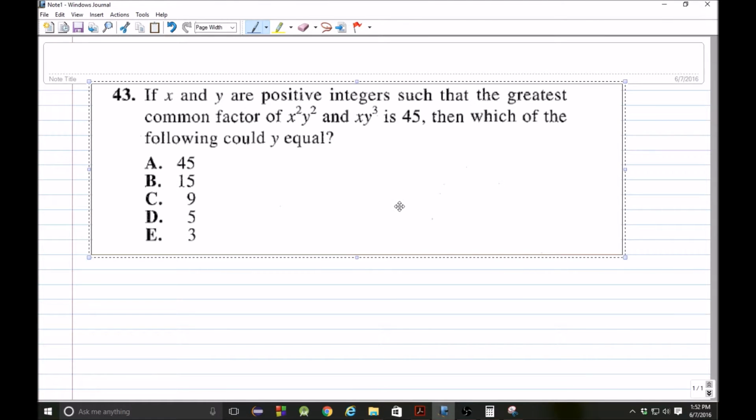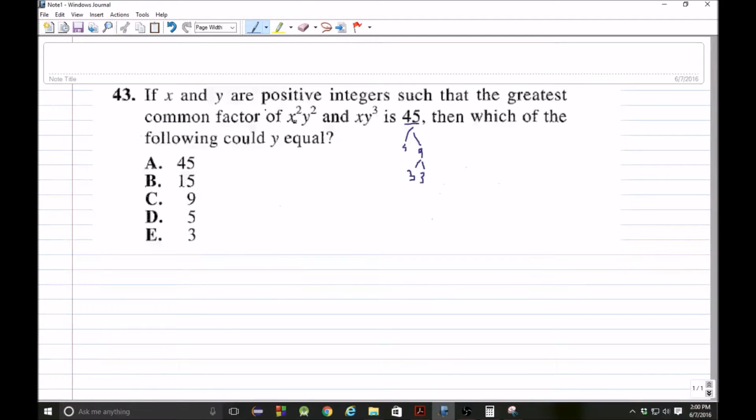If x and y are positive integers, such that the greatest common factor of x squared, y squared, and x y cubed is 45, then which of the following could y equal? Guys, we're back again. So what we've got to do is find the common factor between x squared, y squared, and x y cubed. We just got to think about it, and we find that it is x y squared.